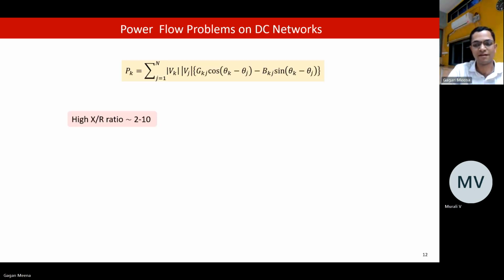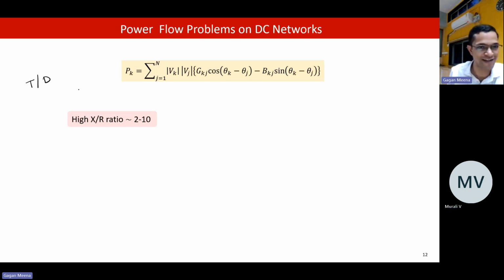I had one point here that I will tell. This was the main assumption which we are making here, that the X by R ratio is high. In previous slides also I was talking about differences between transmission and distribution, and this is another major difference. In distribution we always have a high R by X ratio, or low X by R ratio. So we cannot neglect this.